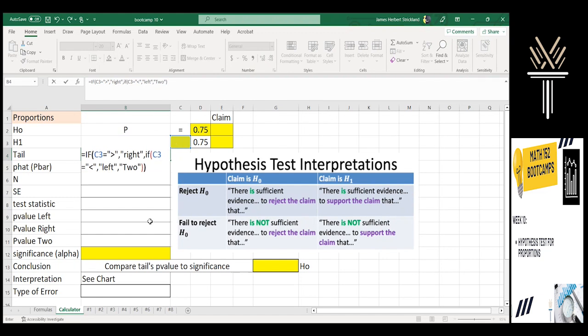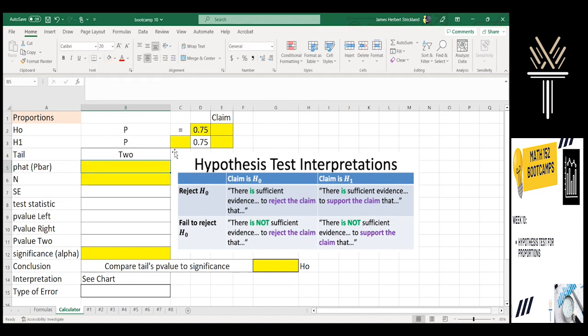Close my parentheses twice, and my formula is now ready. So if C3 is greater than, that means right. If C3 is less than, that means left. Otherwise, assume two tails. That's what this code is telling us.